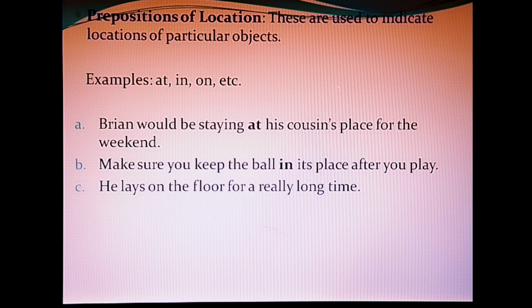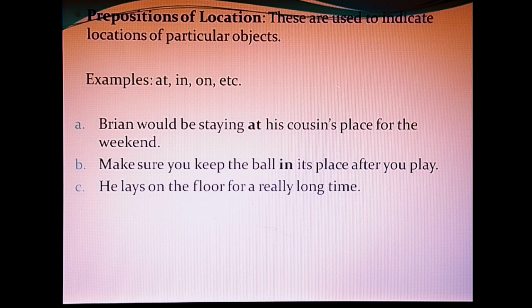The second sentence example here says, make sure you keep the ball in its place after you play. The word in is the location here. The preposition of location is the word in, showing us where the ball should be kept after he's done playing. And then the third sentence here says, he lays on the floor for a really long time. The word on is the location here, the preposition of location.